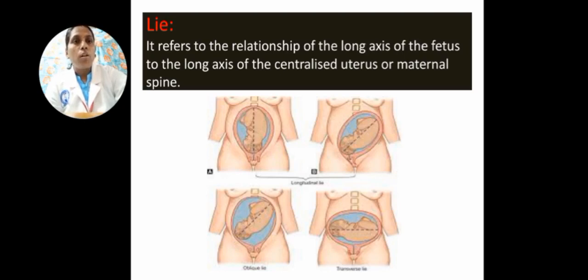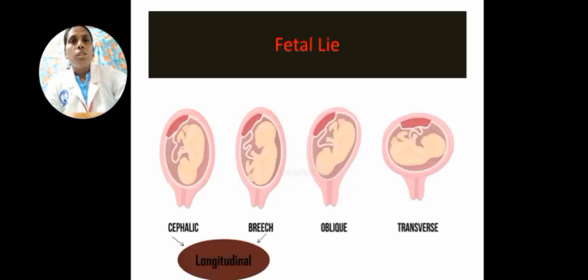The other one is the oblique lie, where the fetal spine is lying diagonal to the maternal spine or the uterine axis. And the last one is the transverse lie. Here you can see the fetal spine is lying perpendicular to the maternal spine and the uterine axis. So basically there are three types of lie: longitudinal, oblique, and transverse. The cephalic and breech are both considered longitudinal lie.